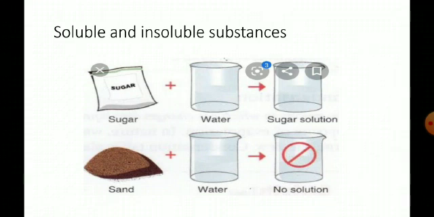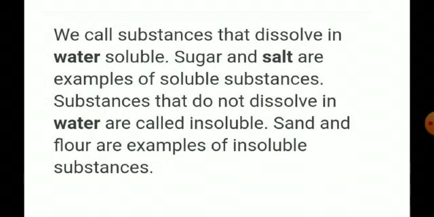So here we can see that sugar plus water gives a sugar solution, and sand plus water does not give any solution because sand is not soluble in water. It is insoluble in water. We call substances that dissolve in water soluble. Sugar and salt are examples of soluble substances. Substances that do not dissolve in water are called insoluble. Sand, flour, oil, chalk, all these are examples of insoluble substances.